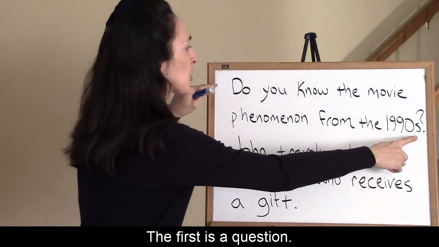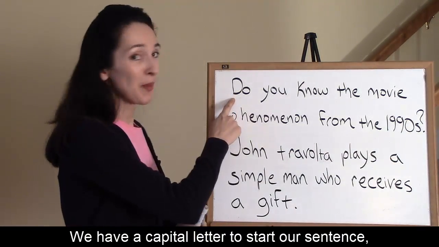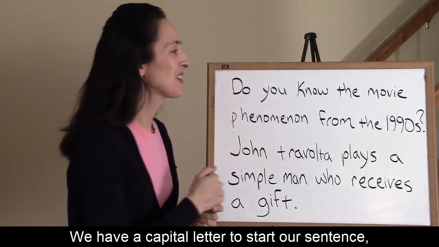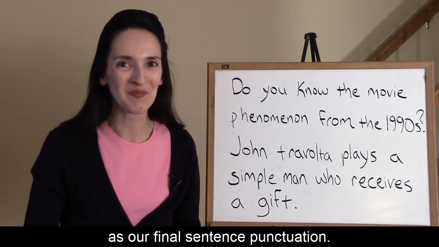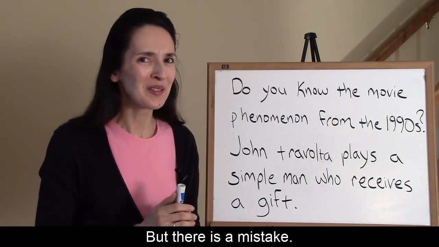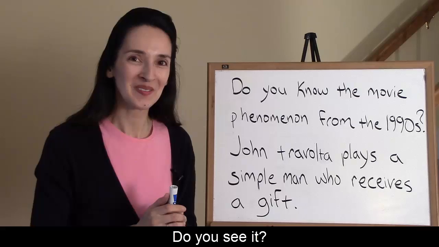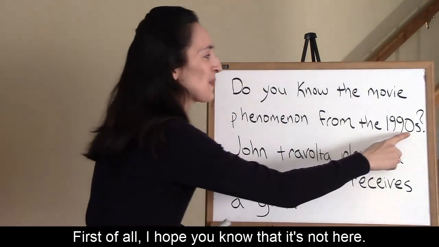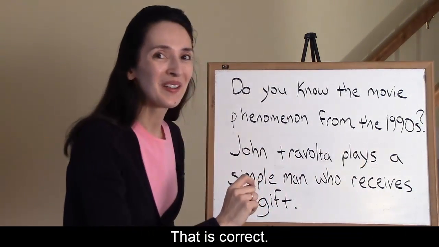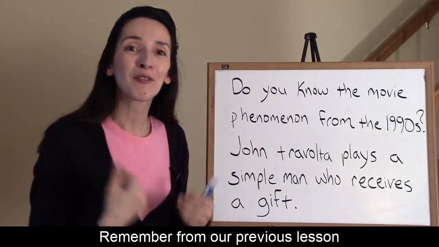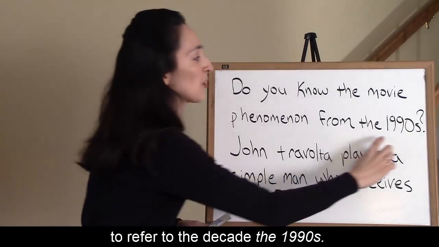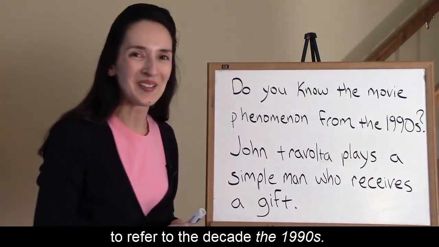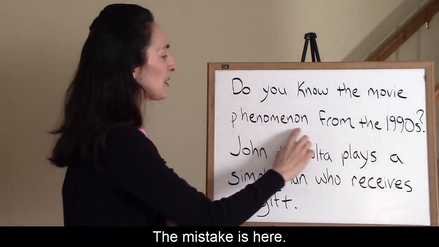The first is a question. We have a capital letter to start our sentence, and we have a question mark as our final sentence punctuation. That's good. But there is a mistake. Do you see it? First of all, I hope you know that it's not here. That is correct. Remember from our previous lesson that we do not need an apostrophe to refer to the decade, 1990s. The mistake is here.